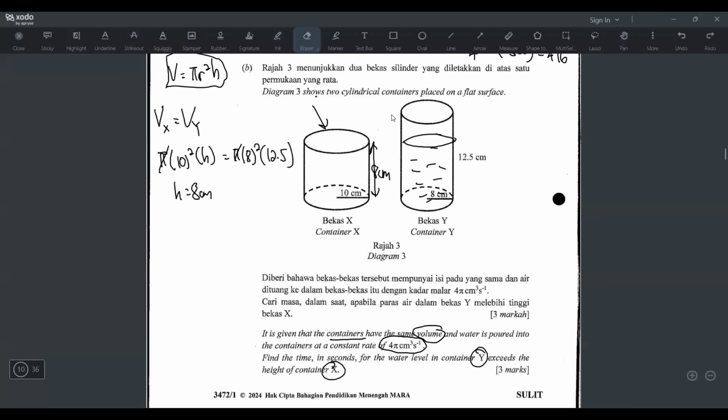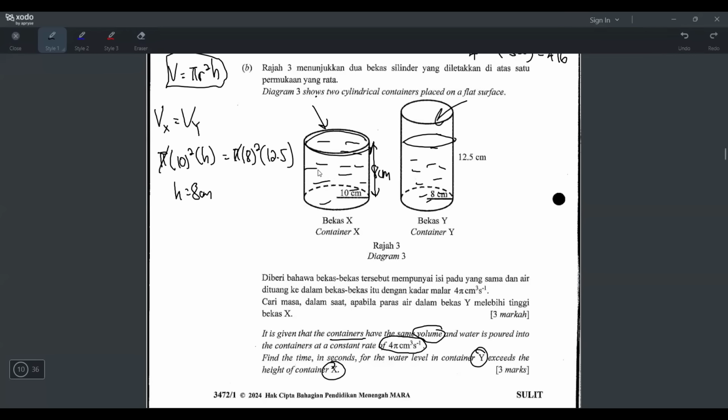You understand? So let me explain it. So you pour water in both containers, right? But they both have different radius, different height, right? But they have the same volume. So if you pour it at the same time, mesti at one point, it will look like this, where this is all water, and this is also filled with water. Okay, do you agree? It means at one point they will have the same water level. It means here also 8 cm, here also 8 cm. At one point lah, it will look like this, right?